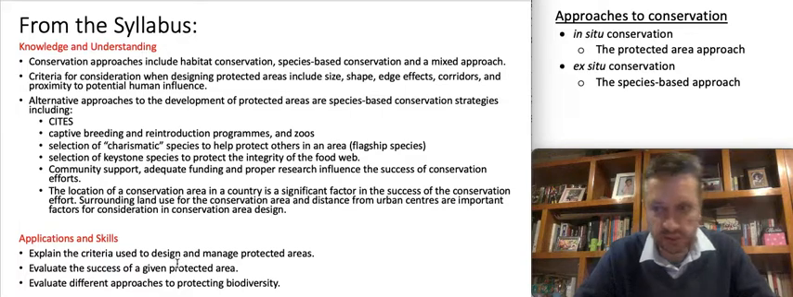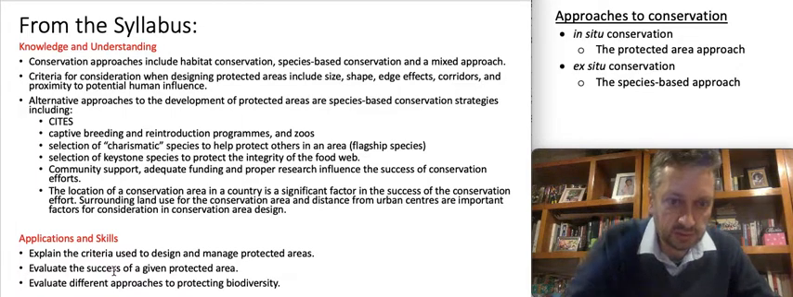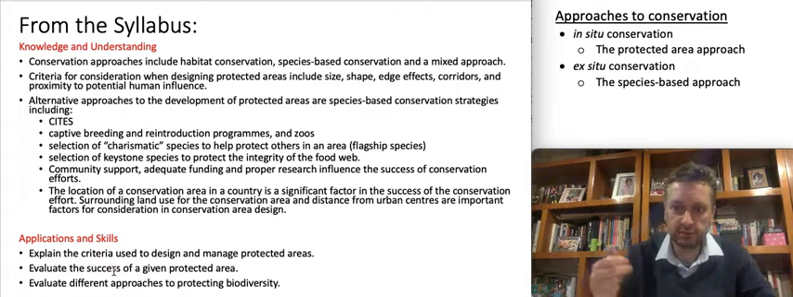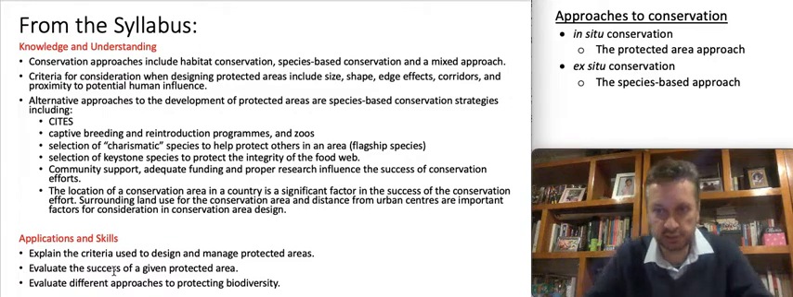Under applications of skills, as usual, I want to approach these in the classroom, certainly with your revision for the exams. It asks us to explain the criteria used to design and manage protected areas. I want to go through that in some considerable detail. Evaluate the success of certain protected areas. We'll look at case studies. And then finally, evaluate different approaches to protecting biodiversity. And I'd like you to consider the two approaches I've suggested above my head here, in situ and ex situ.